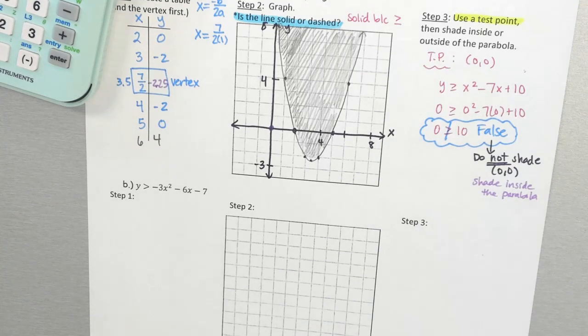Okay, and then once you have that shaded, you can go ahead and do step 1 on part B. So create your table for part B.